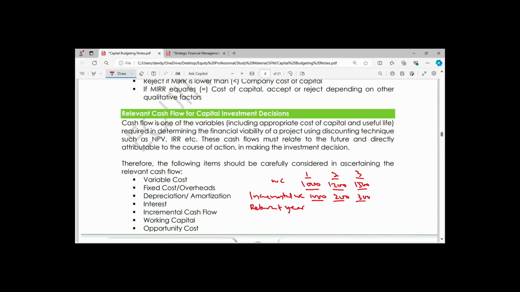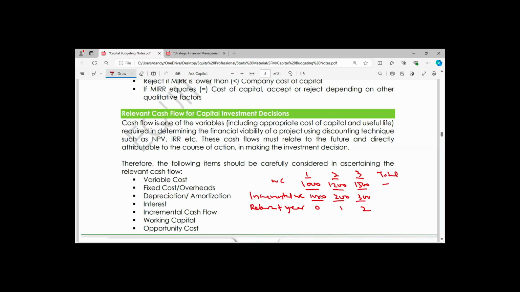Remember, the rule says that working capital should be treated as cash outflow in the year before the year of occurrence and recover fully at the end of the useful life. The one that occurred in year 1 should be treated as cash outflow in year 0. The one that occurred in year 2 should be treated as cash outflow in year 1. The one that occurred in year 3 should be treated as cash outflow in year 2. Then at the end of the useful life, you recover the entire working capital. The entire working capital is 1,500.